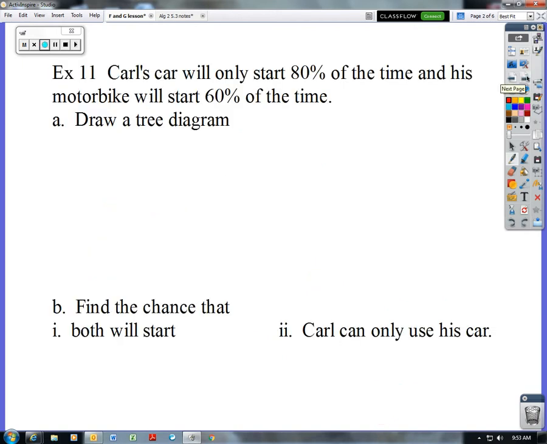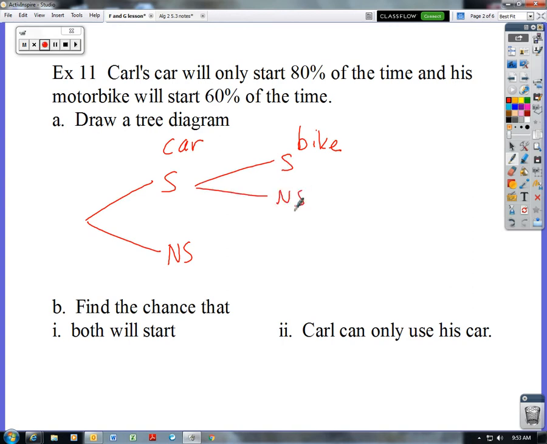That'll take us to this first example. Carl's car will only start 80% of the time, and his motorbike will start 60% of the time. We're going to draw a tree diagram to represent all the different possibilities. So in the first column, we're going to do the car. And then in the second one, we'll do the motorbike. I'll just call it a bike. So the car's either going to start or it's not going to start. I'll just say not start, NS. And then the bike is either going to start or not start. Same here. Whoops, that's supposed to be an S.